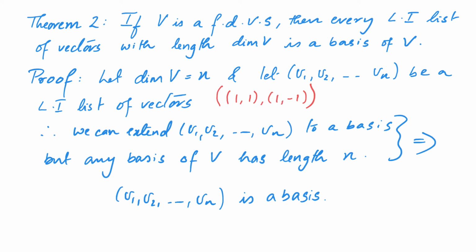And as these are two vectors in R2 that are linearly independent, they have to form a basis. Therefore, these two vectors will span R2. We don't need to explicitly show that they span. The theorem tells you that the two vectors will span R2. And that is the power of this theorem.